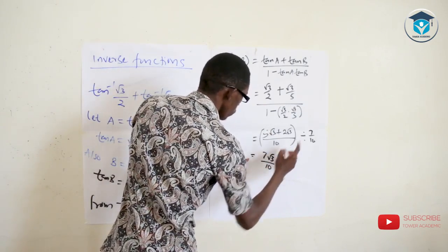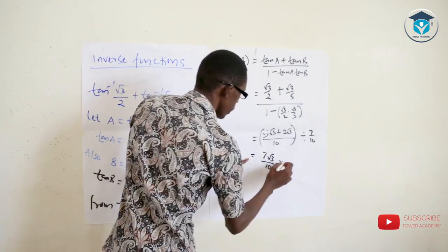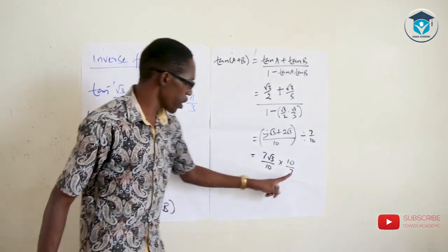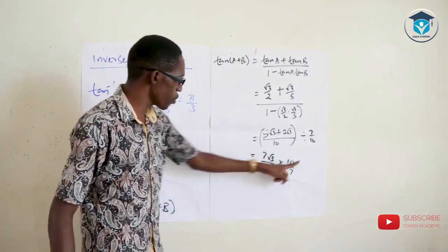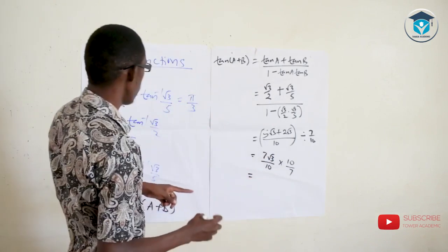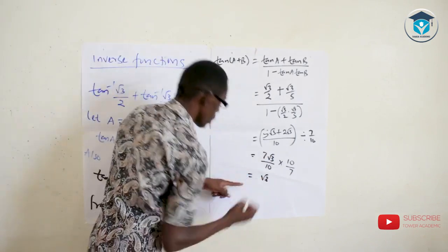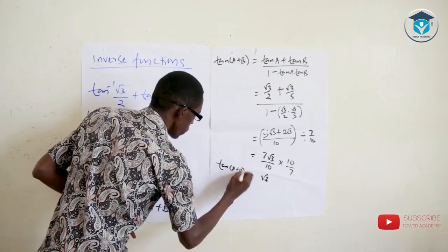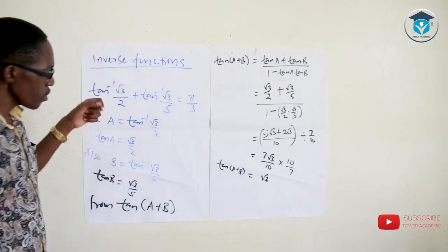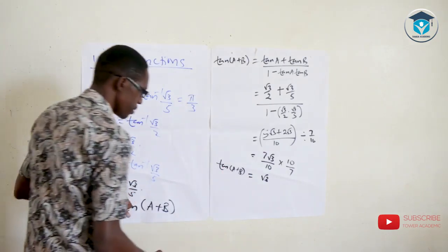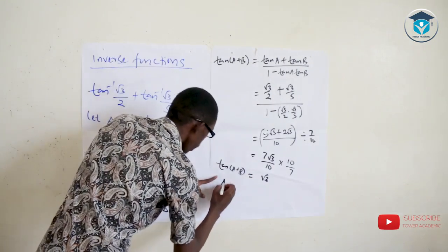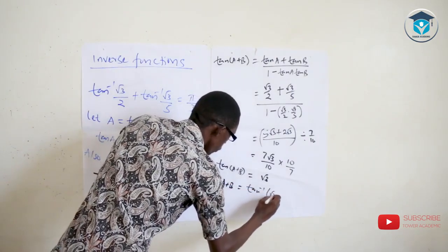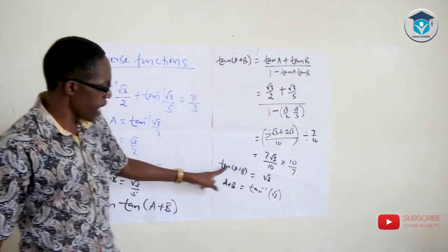Remember this is over 10, so when you are dividing you can introduce a multiplication sign, which is 10 over 7, inverting the fraction. So here we shall see that 7 will cancel 7, 10 will cancel 10, then we shall end up having our root of 3. But remember, this is just tan of A plus B. Now we want to make A plus B the subject. So this means we shall say A plus B is equal to tan inverse of root of 3. So we are taking this tan to the other side.